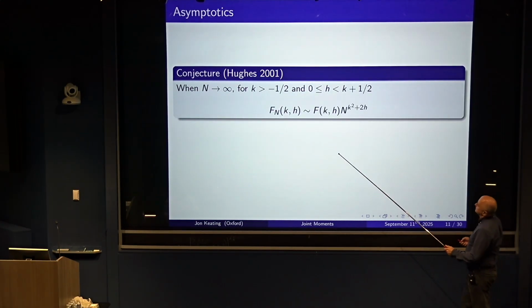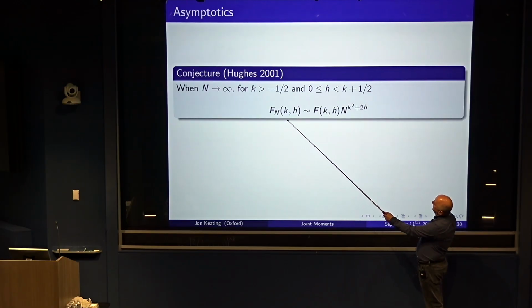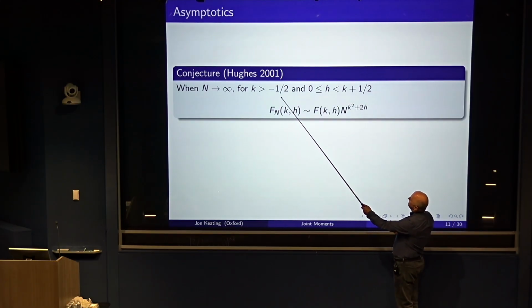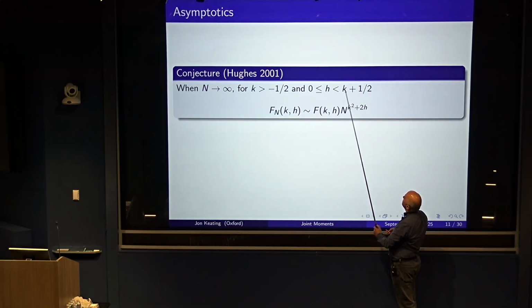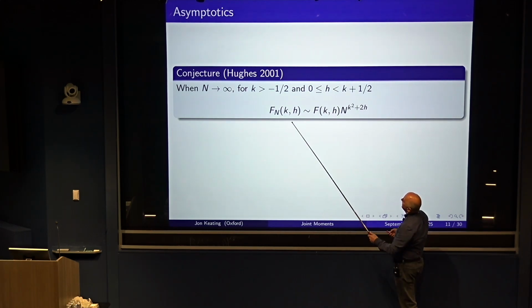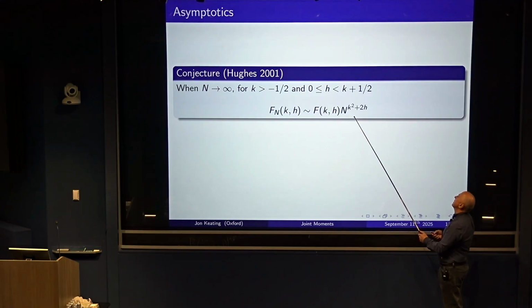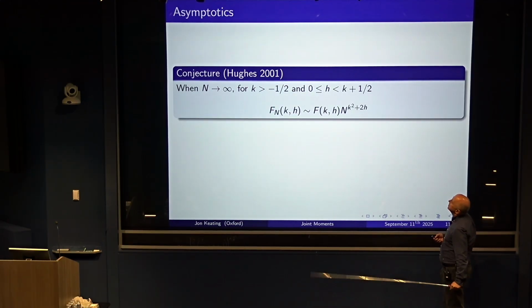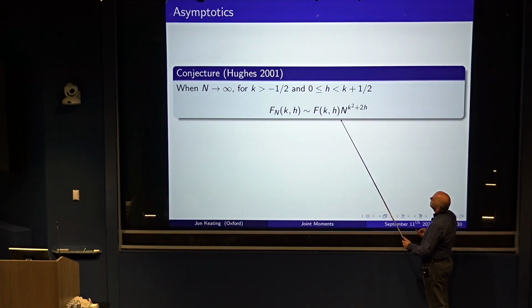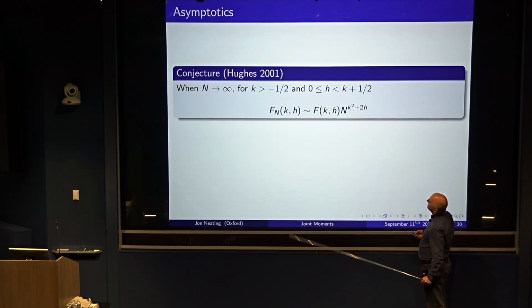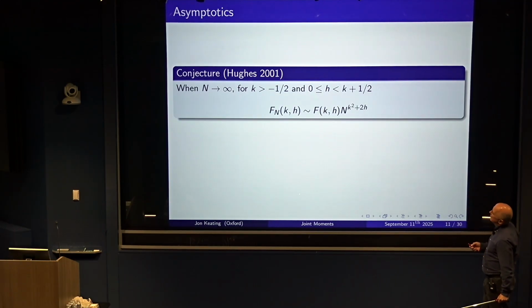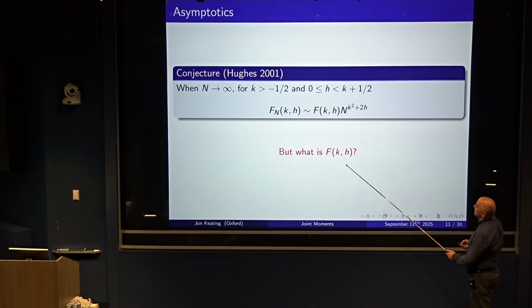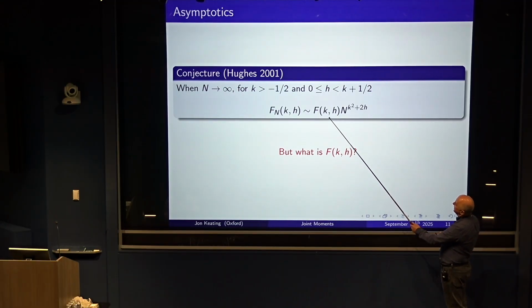So going back to Hughes, he conjectured that for k greater than minus a half and h less than k plus a half, which is the range of the parameters where these moments make sense, there is an asymptotic formula for the joint moments. As n tends to infinity, these joint moments should grow like n to the power k squared plus 2h times some function of k and h, which makes this a sort of nice asymptotic expression. So that was his conjecture. And the question is, what is this function that would make this a nice asymptotic formula?